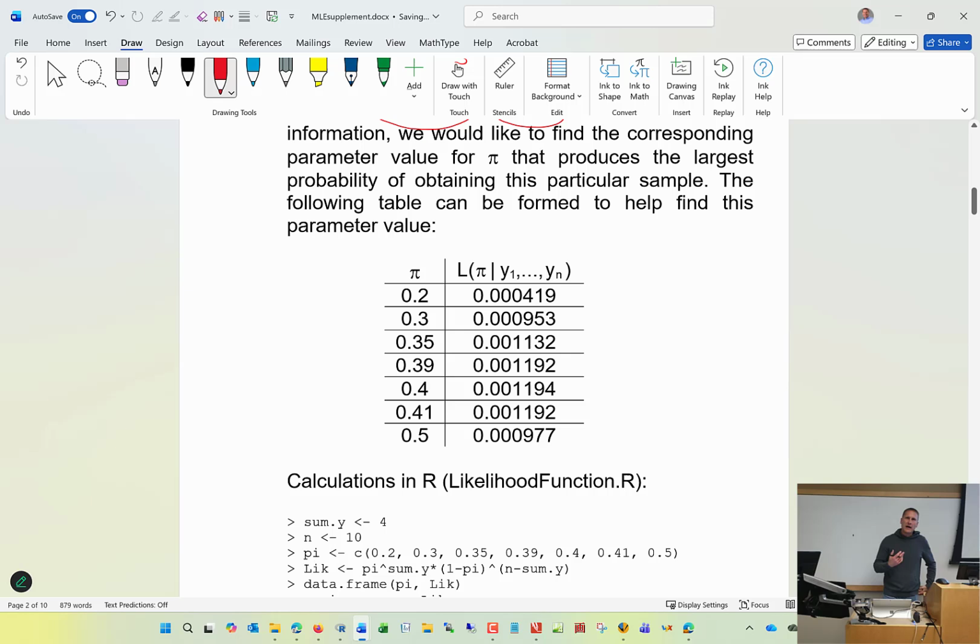Let's look at what this mathematical function would be for particular values of pi. So if pi was 0.2, I get a likelihood function of 0.000419. Something I failed to mention is that the larger the likelihood function is, the more plausible your value of pi is. Suppose pi is 0.3. Notice how this increases. Pi of 0.35. Notice it increases. And in fact, it keeps on increasing all the way up to pi of 0.4. And then after 0.4, it starts going down.